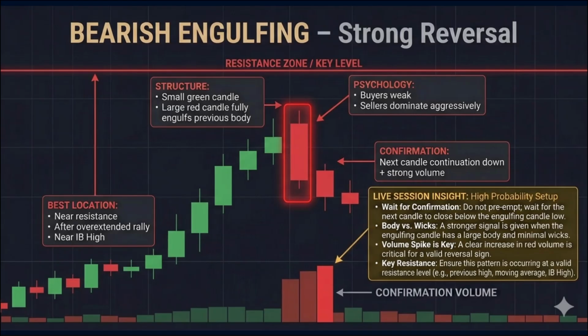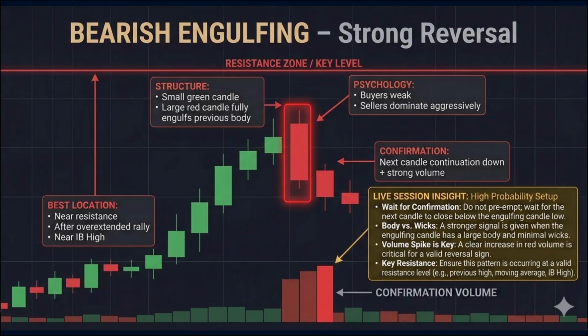So this is a two candle setup. It features a small green candle immediately followed by a large red candle that completely covers or engulfs the body of the previous one. So what is the psychology behind it? It reflects a shift from buyer dominance to aggressive selling pressure. While buyers initially had control, the next session opens higher, only for sellers to step in and push the prices down significantly. So where is the best location for this?